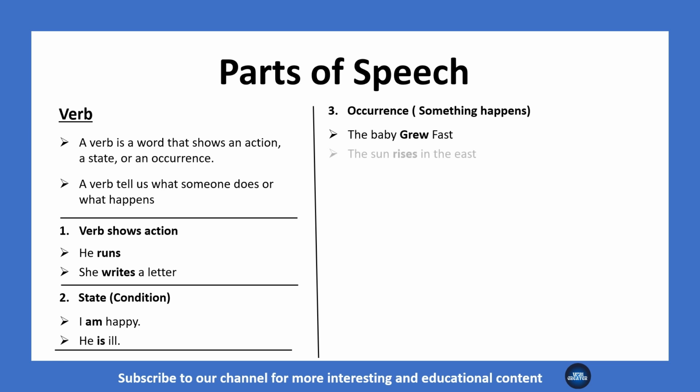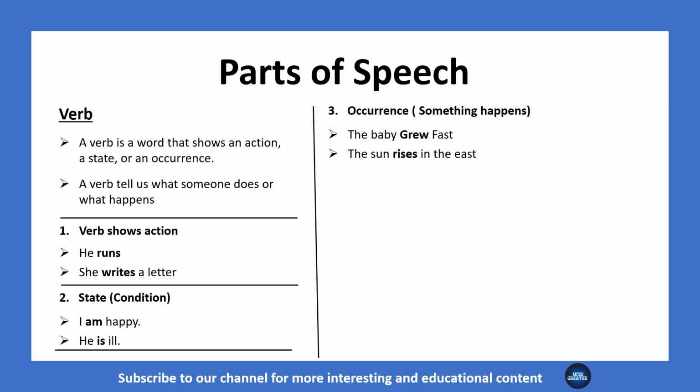The other example is, the sun rises in the east. The word rises is the verb. It expresses a natural event or regular occurrence. It describes something that happens as a general truth. In these examples, the verb indicates that an event or process takes place.